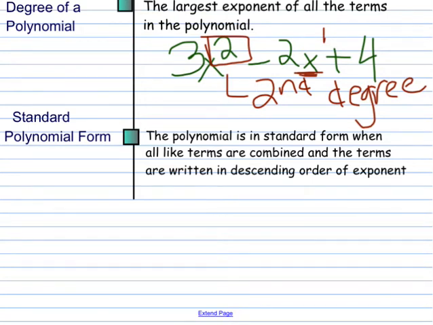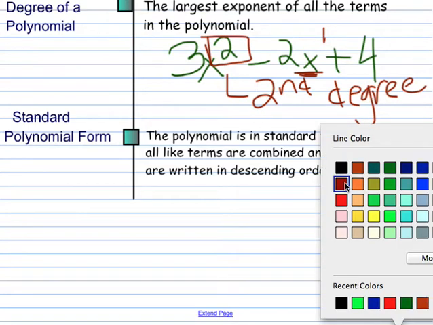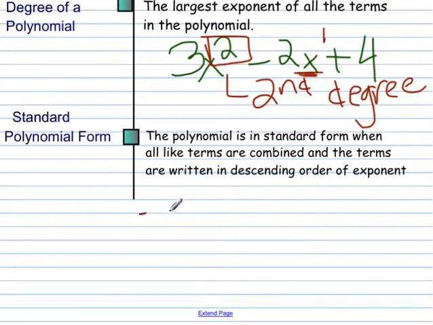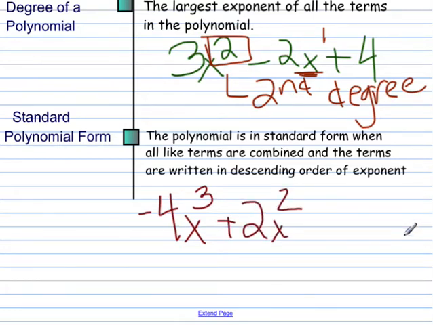So let's go ahead and write out a polynomial that's in standard form. Maybe I'll have negative 4x to the third plus 2x squared plus 1x minus 6. What I notice about this polynomial is that as I'm going downward, my exponents are also going downward. Likewise, I have all of my like terms combined. We'll practice combining like terms here in a second. But the great thing is that they're all combined. And if they aren't combined, then the polynomial is not in standard form.